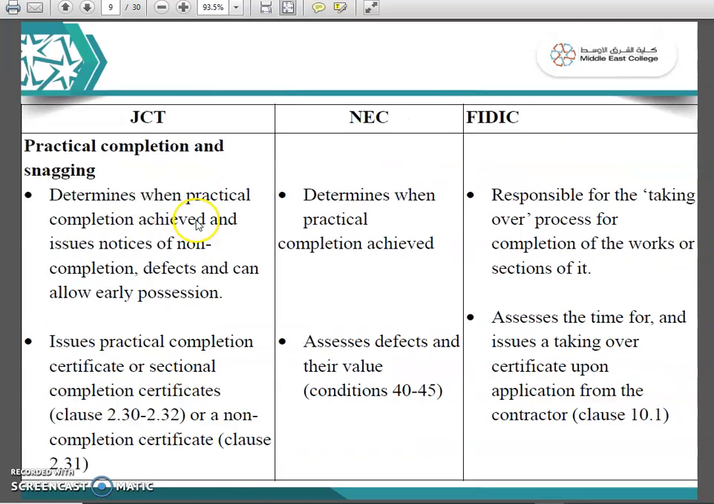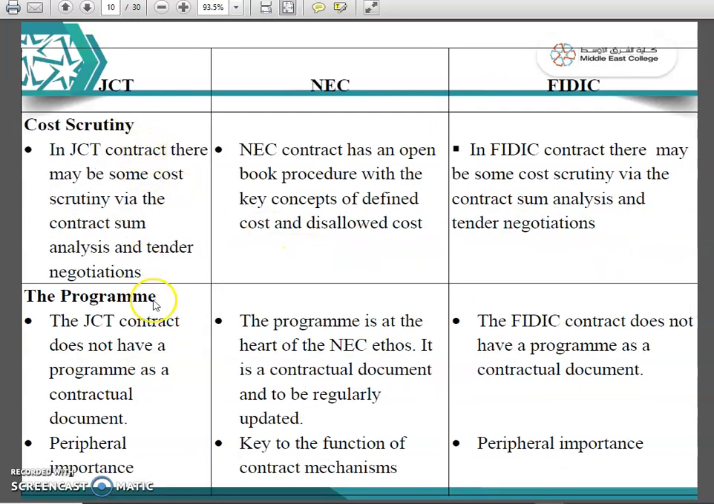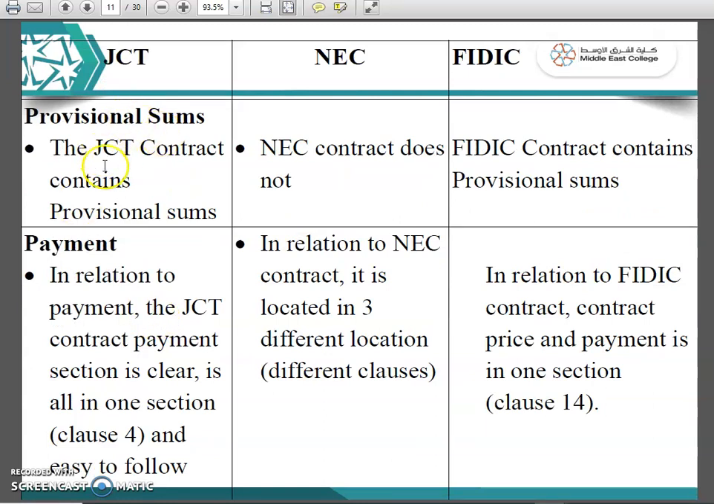Now time and money. If you complete the practical completion and snagging, JCT determines when practical completion is achieved, issues notices of non-completion and defects, and can allow early possession. So if you follow a JCT contract, this is how the completion goes on. If you follow an NEC contract, it determines when practical completion is achieved. FIDIC is responsible for the taking over process for completion of the works. Then cost scrutiny, the program, the provisional sums: it contains provisional sums, it does not contain provisional sums, it contains provisional sums.